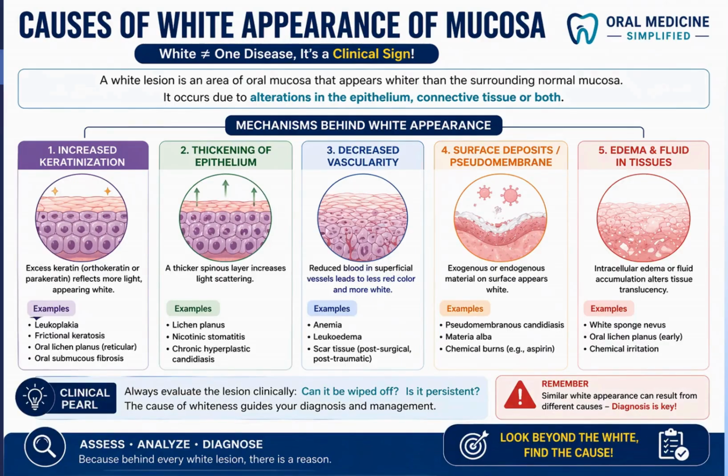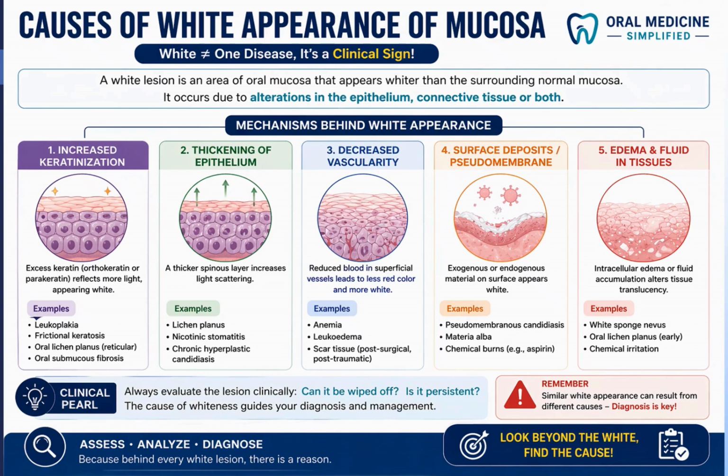Now let's simplify this. A lesion looks white for only a few reasons. Either there is too much keratin, or the epithelium is too thick, or something is just sitting on top. Think of it like this. White is not the disease. White is just what your eyes are being shown.